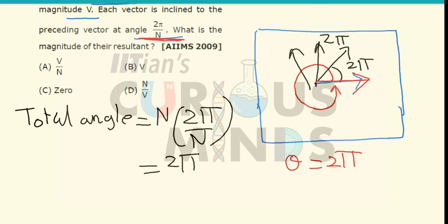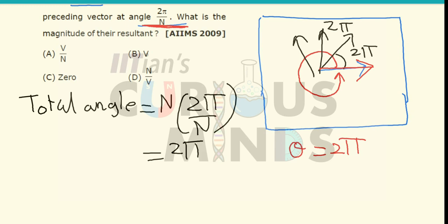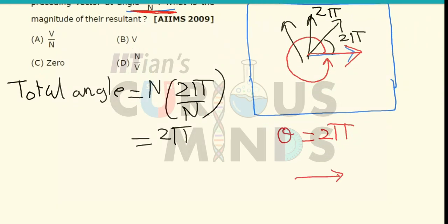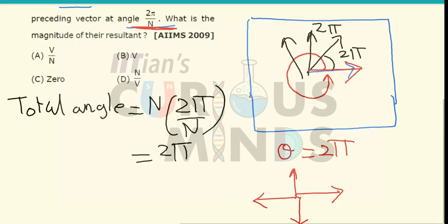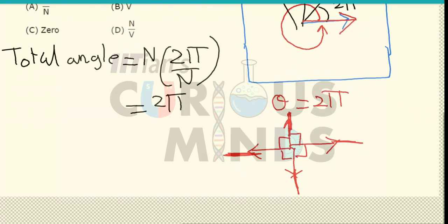Let us say the value of n is 4. So I will get 4 vectors somewhat like this, making an angle of 2 pi by 4, that is equal to pi by 2 with each other. Over here the resultant will be equal to 0 because this vector is cancelling out this vector on the x axis. The vector on the positive y axis is cancelling out the vector on the negative y axis.